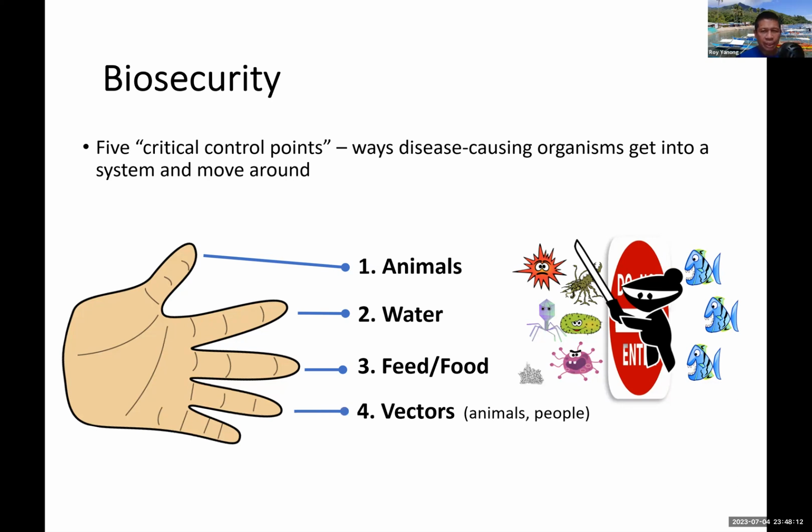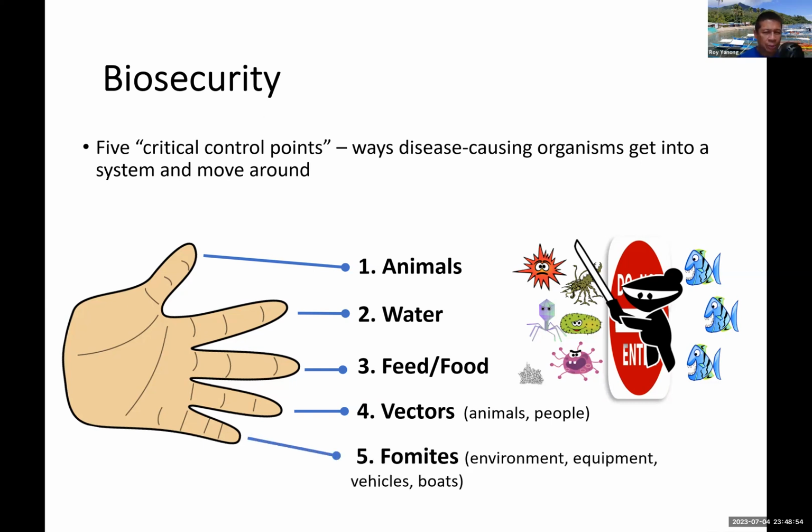There's a term called vectors, and these are live things that can potentially bring disease organisms onto your facility. In some cases, for example, there may be parasites that have life cycles including birds or snails that will, if they get into your system, transfer those life cycles into the system and cause disease in fish. Likewise, they can also bring bacteria. People potentially can bring bacteria on their hands if they're working on one tank that's sick and going to another tank without washing their hands.